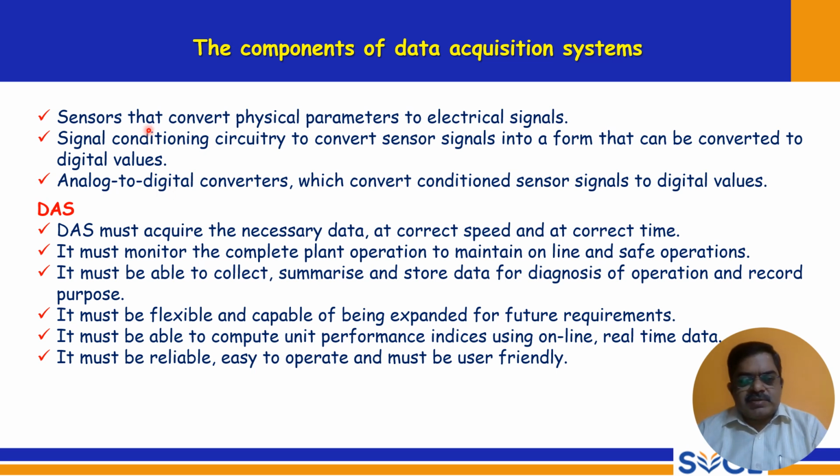Here, sensors convert physical parameters to electrical signals, and signal conditioning circuitry converts sensor signals into a form that can be converted to digital values. The A to D converter converts the conditioned sensor signals to digital values. The system must acquire the necessary data at correct speed and at correct time. It must monitor the complete plant operation to maintain a line and safe operations. It must be able to collect, summarize, and store data for diagnosis of operation and for record purposes. It must be flexible and capable of being expanded for future requirements.